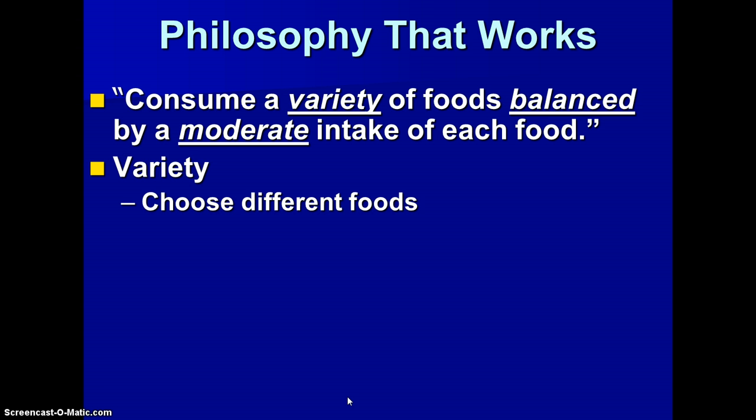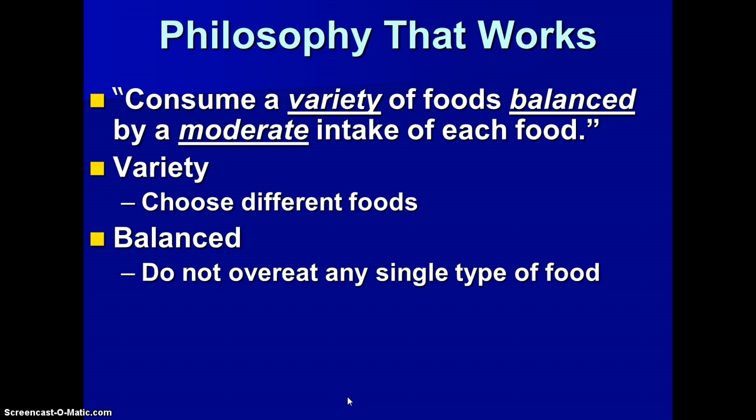For example, if you ate a lot of apples and pears, that's great for fiber, but they don't have a lot of vitamin C. So even though you may be meeting the requirements for fruit, you are not getting one of the nutrients that you need. So choosing a wide variety of foods is important. And then try not to overeat any single type of food.